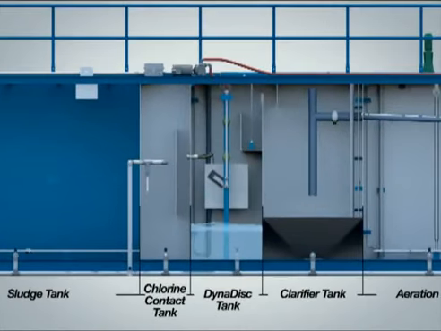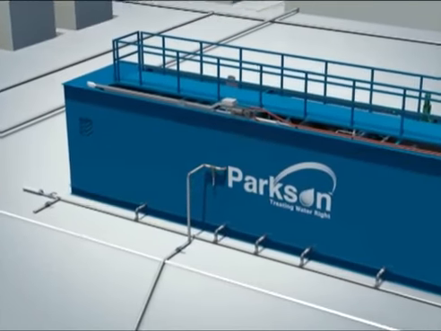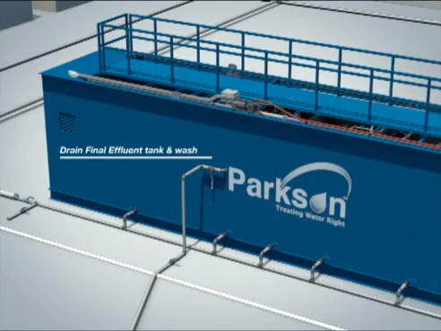2. Drain Dynadisc tank and visually observe the cloth media. Wash down the filter and tank with a pressurized hose. If required, pull out the cloth media and replace with a new one. 3. Drain the final effluent tank and wash it down with a pressurized hose.